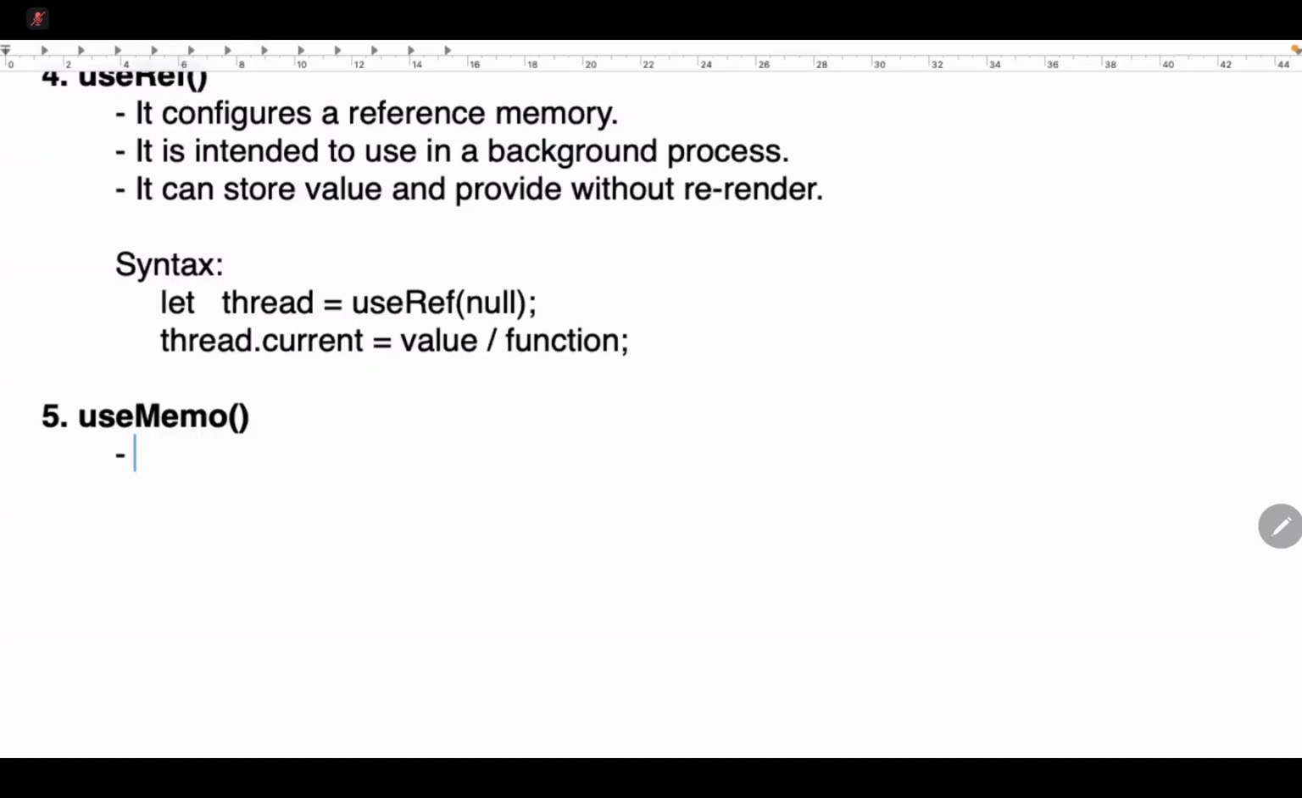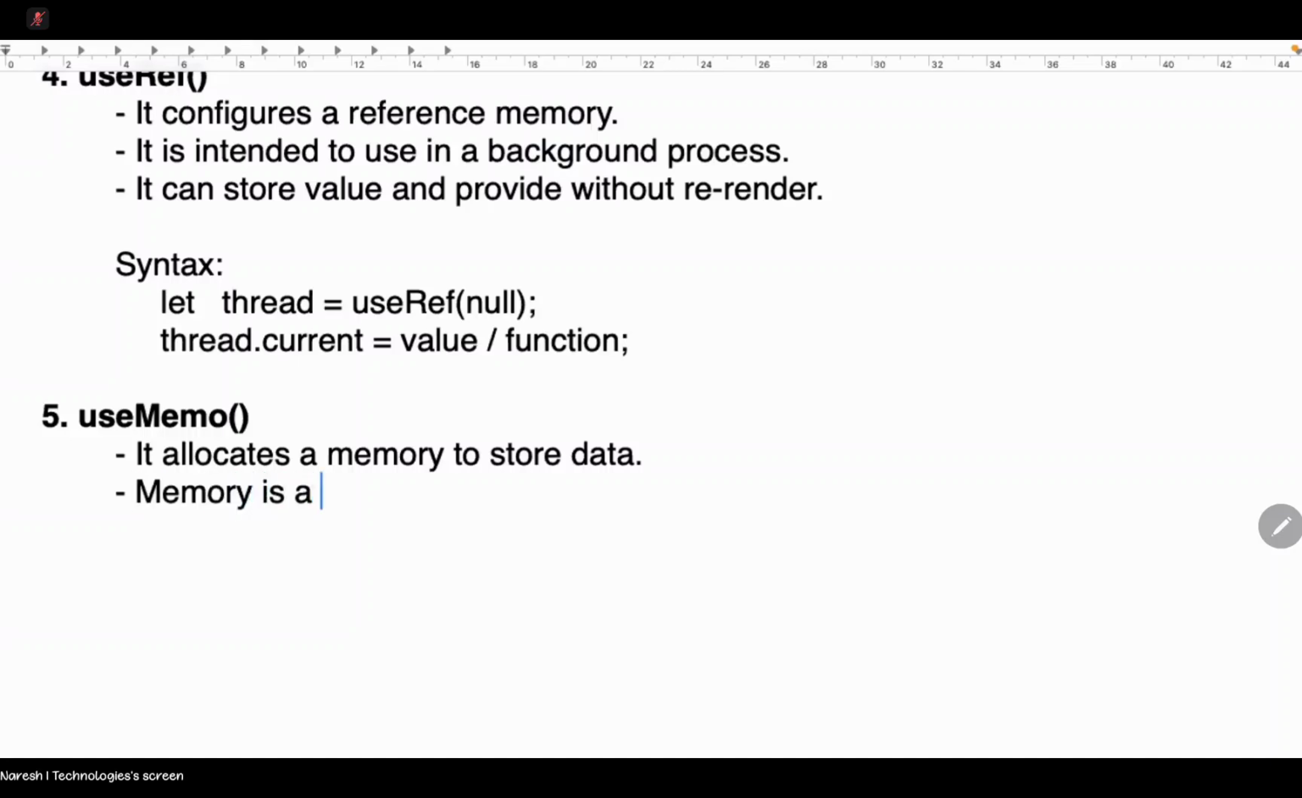So what is the purpose of useMemo? It allocates a memory to store data. So the memory is a cache.